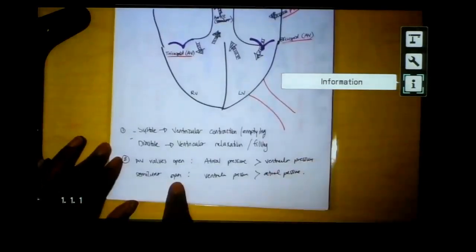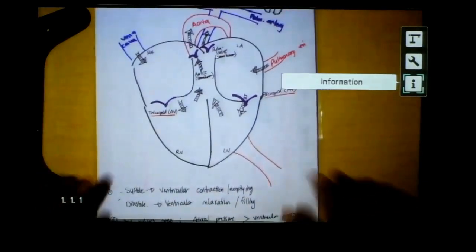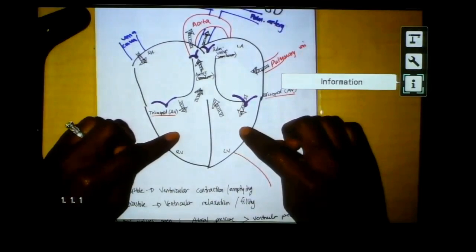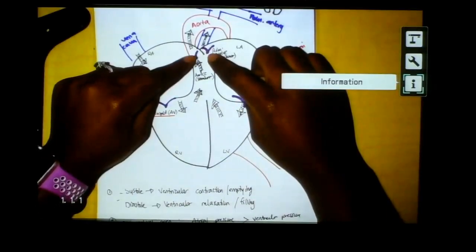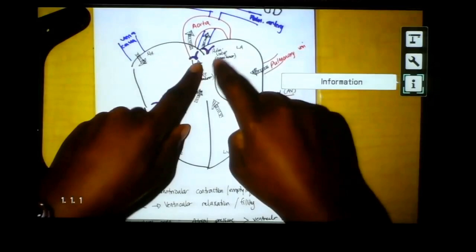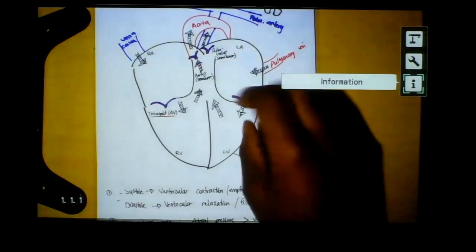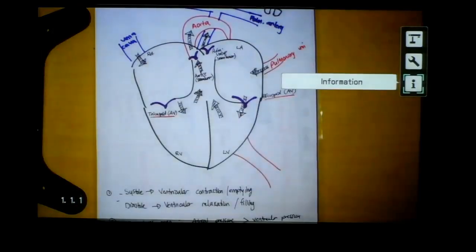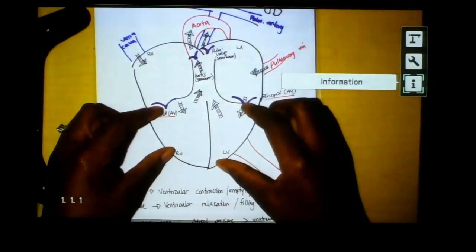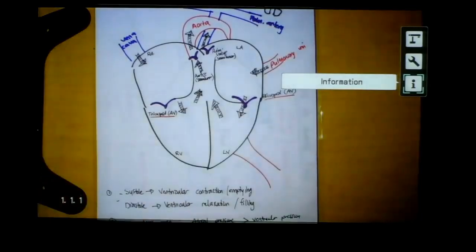Likewise, the semilunar valves will only open when the pressure here exceeds the pressure in the vessel, the pressure out here. So the valves here are pulmonary on the right side and aortic on the left side. These valves only open when there's high enough ventricular pressure to actually force these open. This is a passive process, okay?